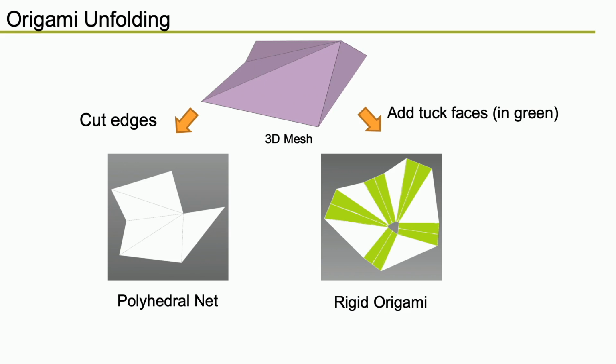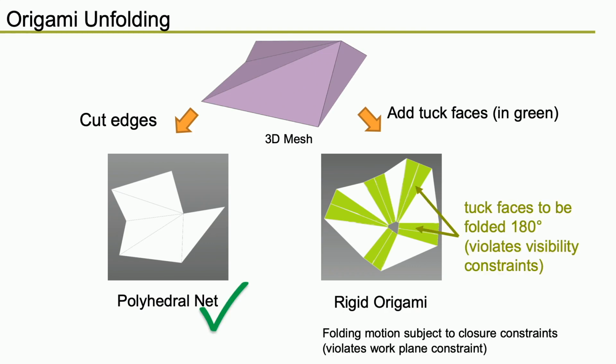So there are many ways to unfold 3D models into 2D patterns. Here are two. The first one is called polyhedral net unfolding, which cuts several edges, but the remaining is still a connected component. The other one is called rigid origami, which is generated by adding tuck faces between the triangle faces in the original mesh so that the 3D mesh can be flattened. Here we choose the polyhedral net because the tuck neighboring face needs to be folded 180 degrees, which is not achievable due to the visibility constraints.